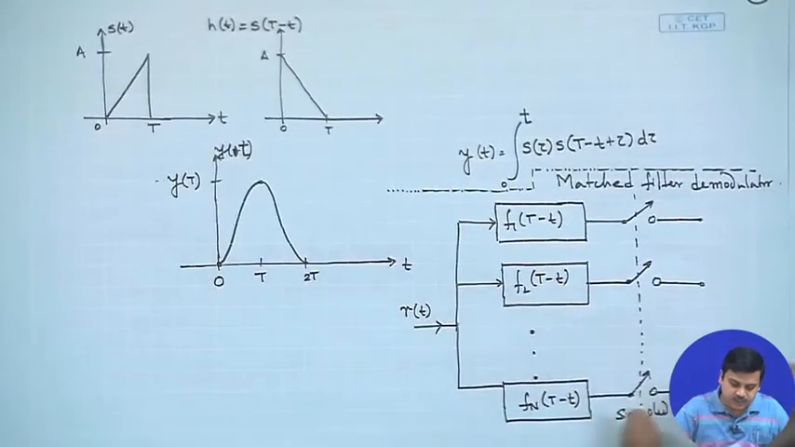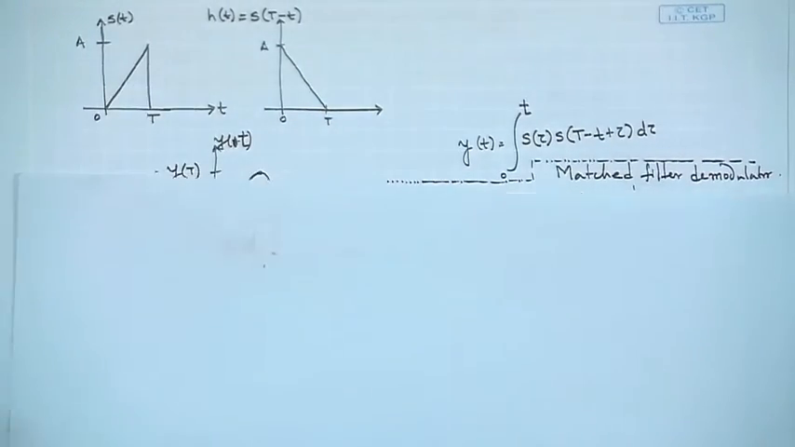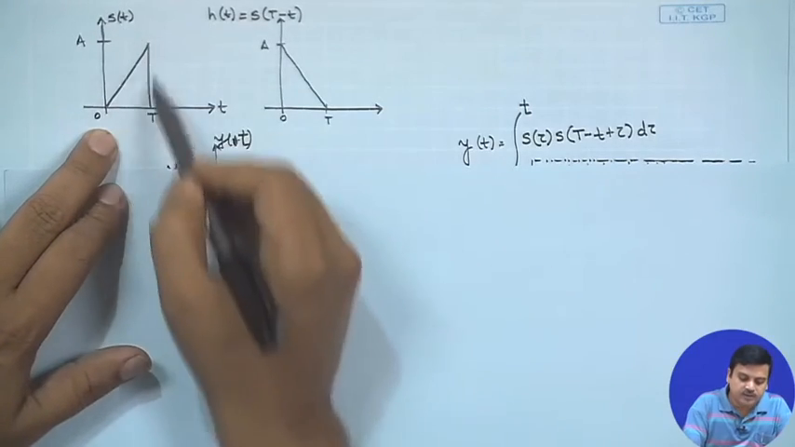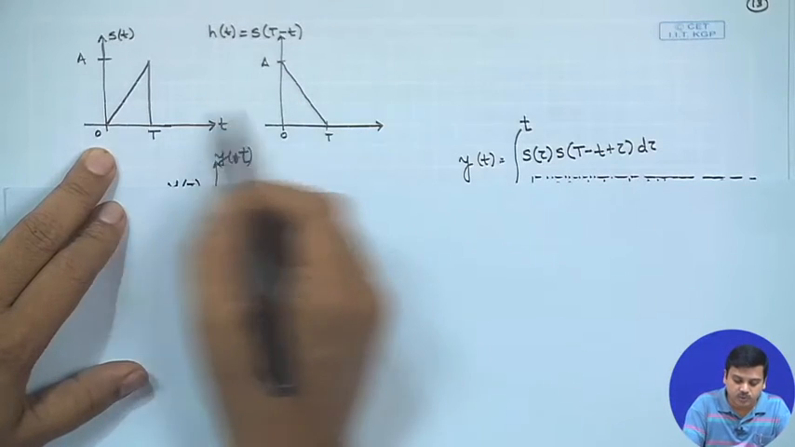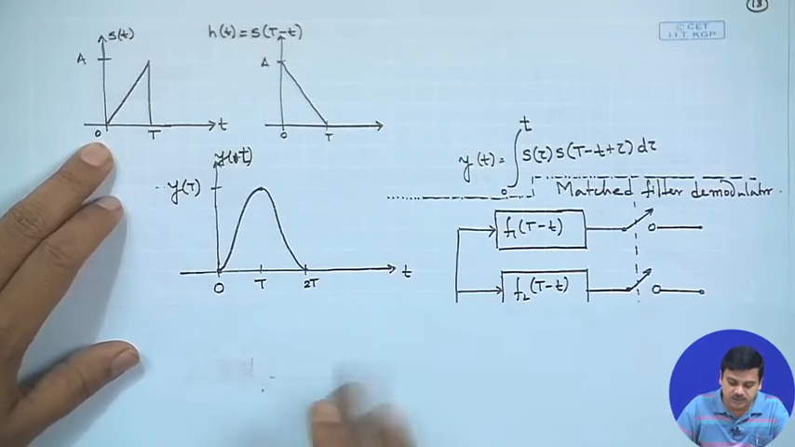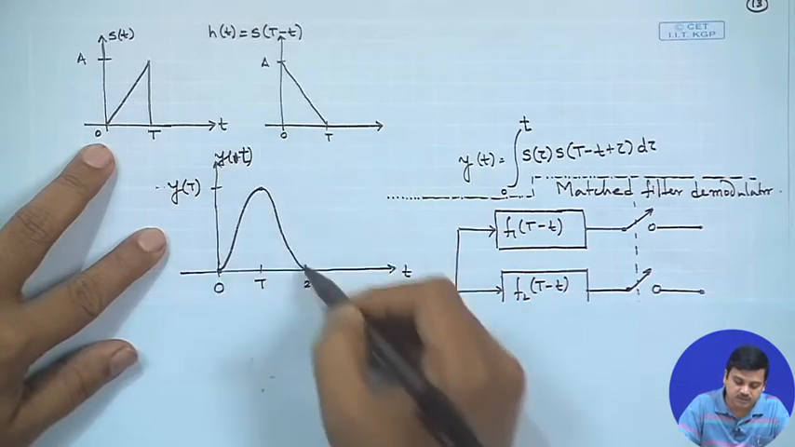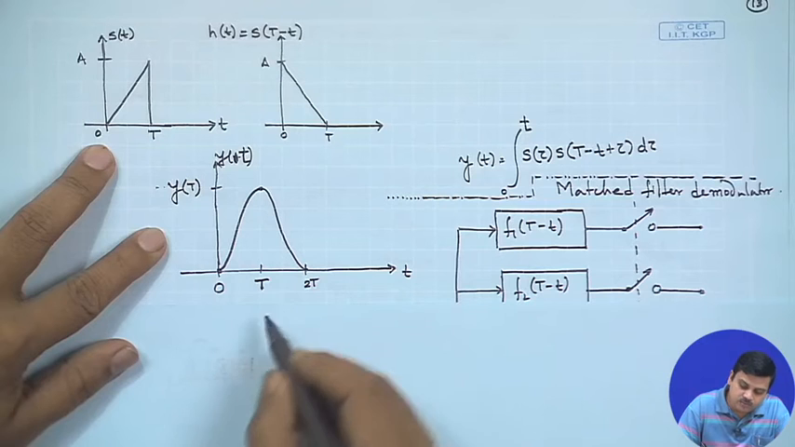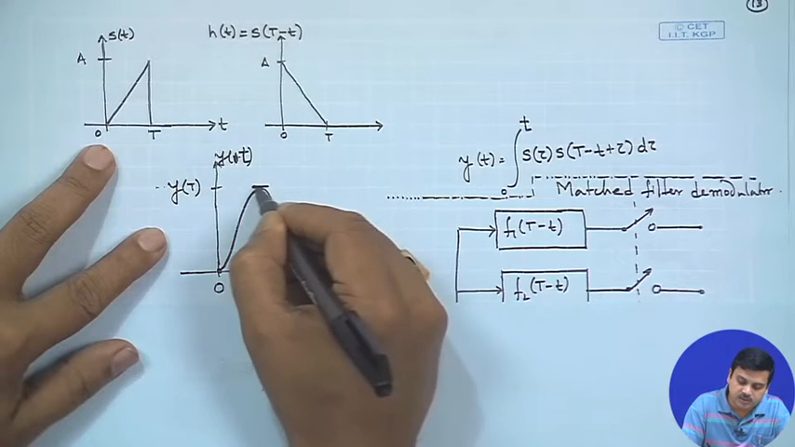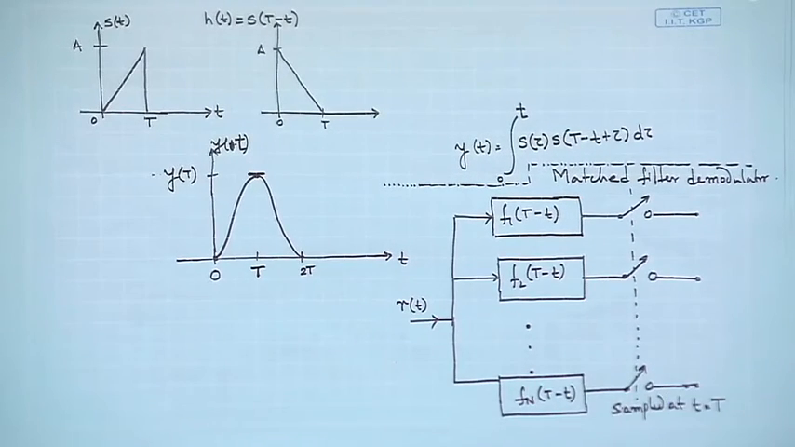So, what we have over here is the typical output that you would get. That means, if you have a signal S of t represented in this form and h of t would be the flipped version, when you do the filtering operation with this, you are going to get an outcome which looks like this. You just have to solve this, and you are going to get it in this form, which has a peak value at small t equals capital T. So, this is the peak value of the signal.